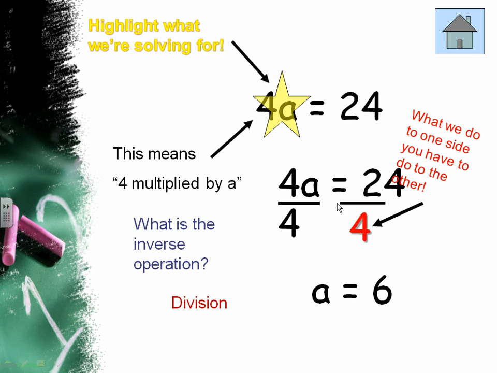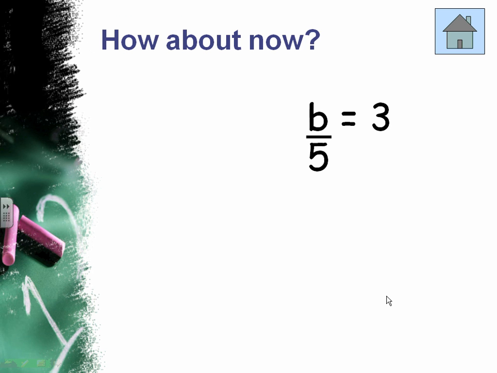Now we can cancel this out, right? 4a divided by 4 is just a. 24 divided by 4, punch it into the calculator if you want to, and you get your result. a equals 6. All done. All right, so how about now? Pause the video here. See if you can do this one by yourself.